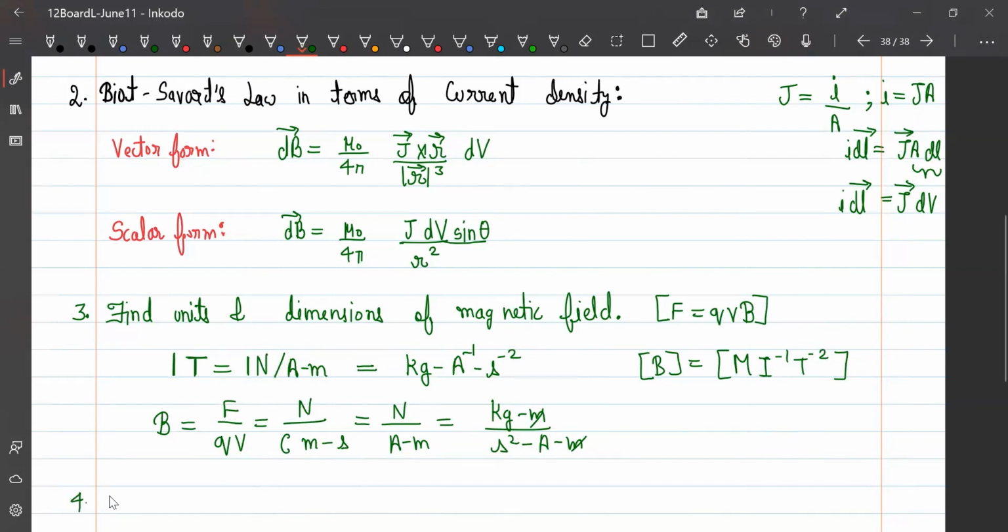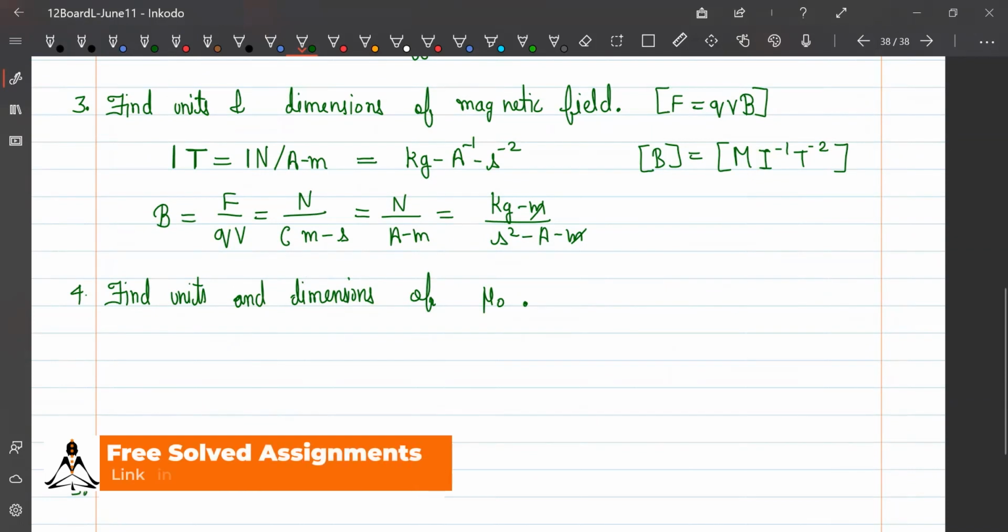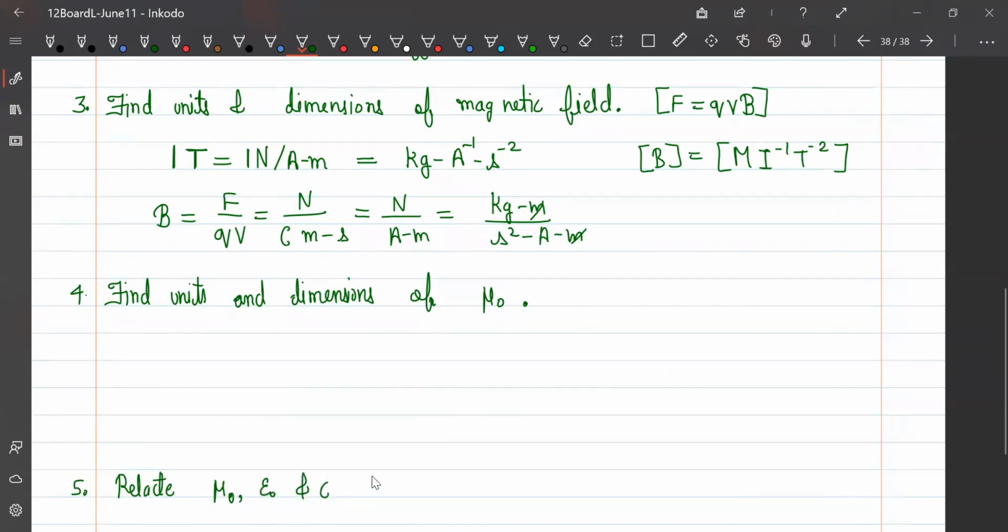Okay, after this, find units and dimensions of mu naught. Find units and dimensions of mu naught. And next question will be: relate mu naught, epsilon naught, and c. c is speed of light.